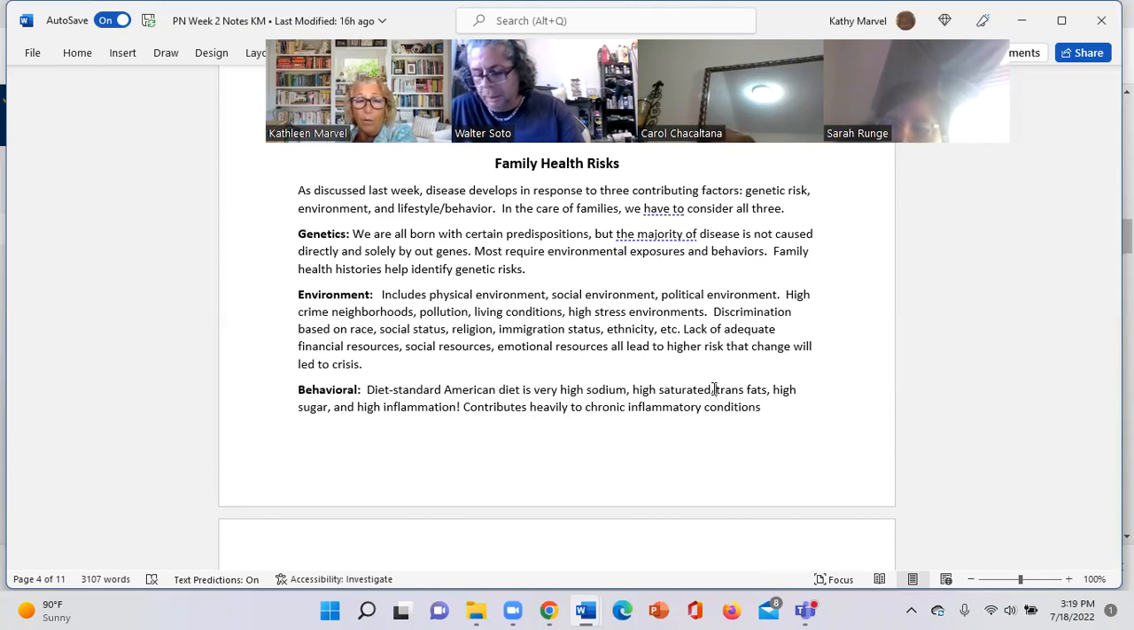The other big part of family health risks is the environment. Right? What kind of physical environment do your clients live in? Are you working out of an upscale neighborhood or a poverty-stricken neighborhood? What's the social environment? What's the political environment? Is there high crime in your neighborhood? Pollution? Do you live near a railroad track? Do you live near an airport? Do you live near a waste site?